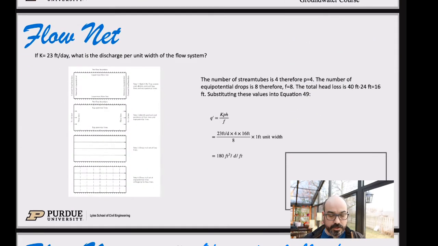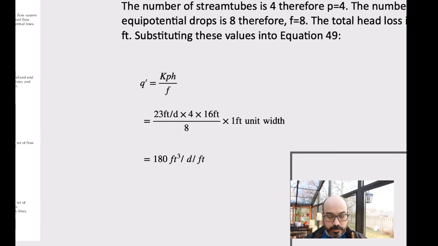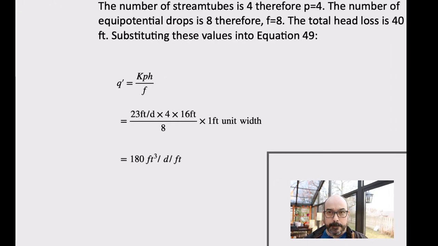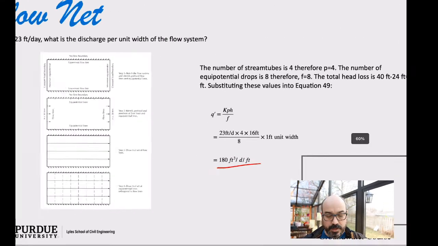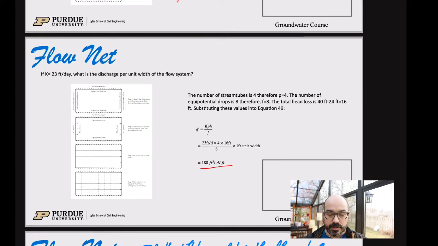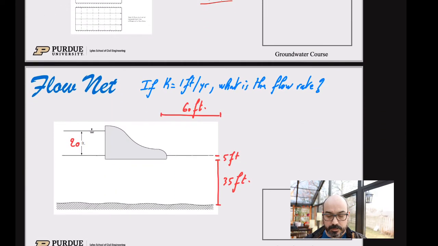Then you can just plug and chug. If we apply this to our equation, K was 23 feet per day. We said P is 4 stream tubes, 16 feet of head loss across the domain, 8 squares. You calculate all this, that's 180 cubic feet per day per foot into the page, whatever that distance is. This is an example given in Feather, so you can go back and read those chapters.